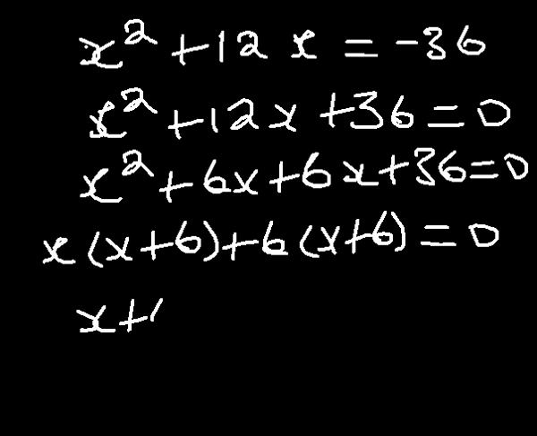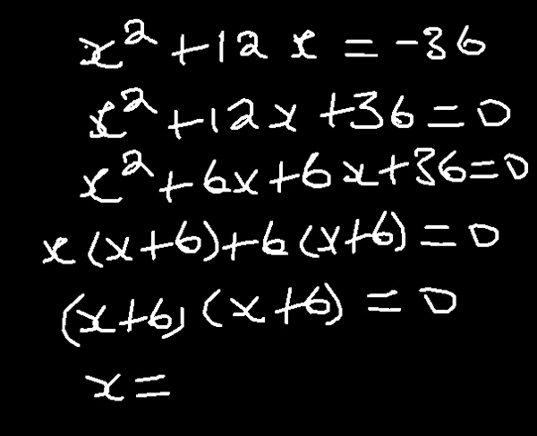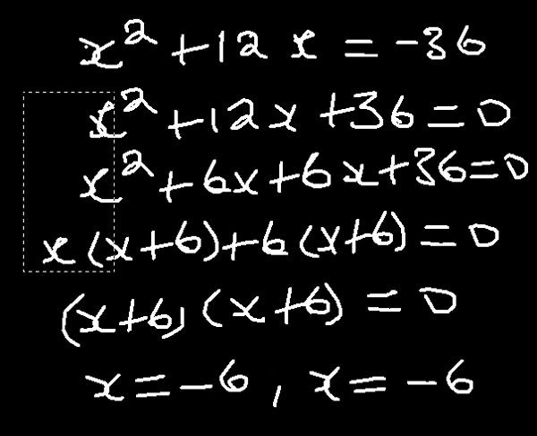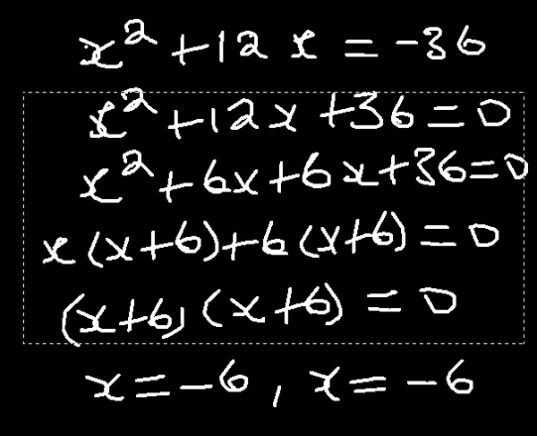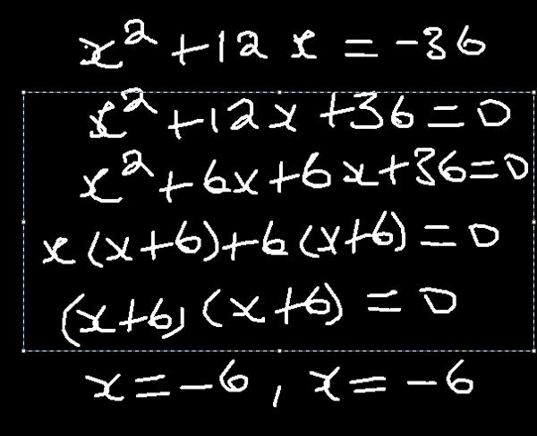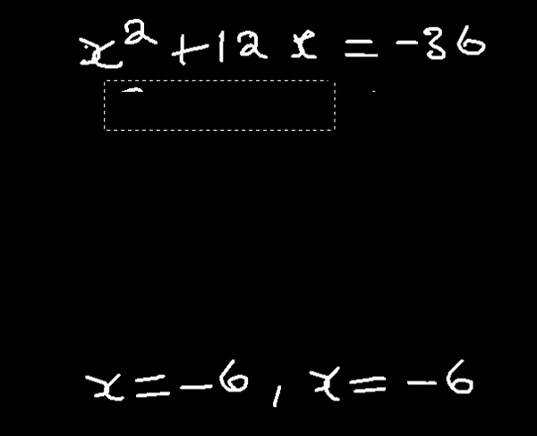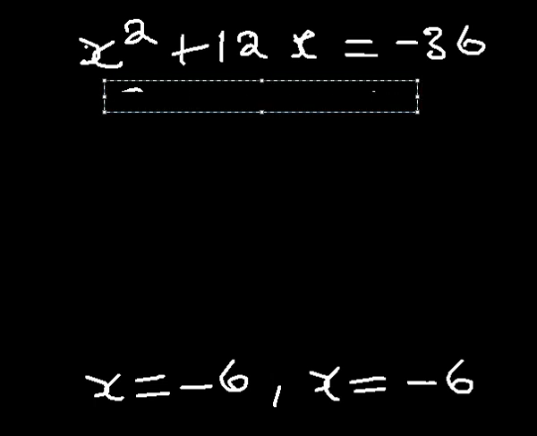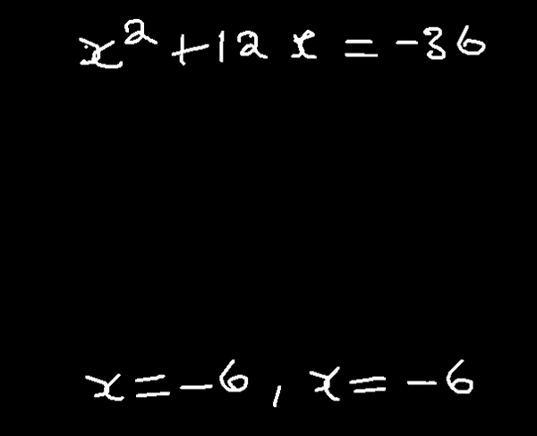Then we have x plus 6 times x plus 6, which will be equal to 0. So in this case we have x is equal to negative 6 and also x is equal to negative 6. So let's see if those are the solutions for the equation. Upon substituting those values, those solutions will be true. Let's substitute negative 6 here and also here as well.